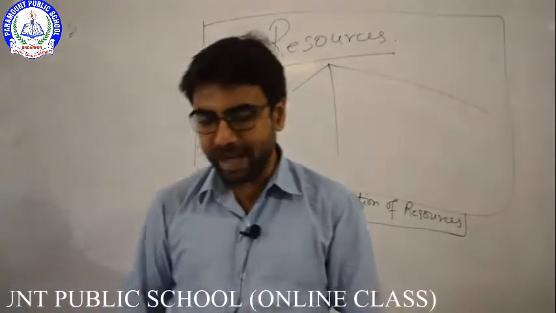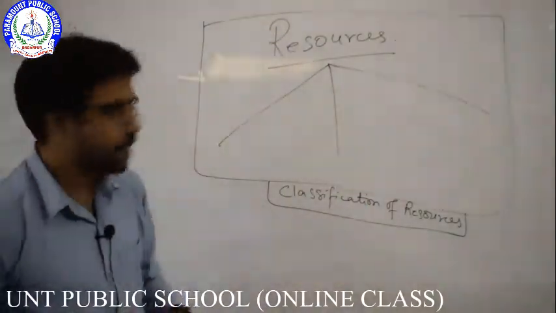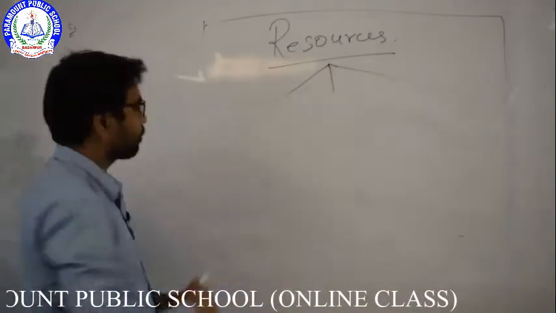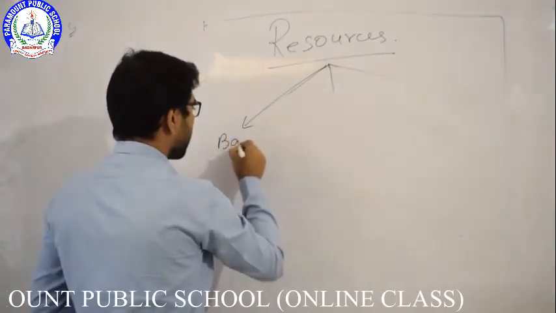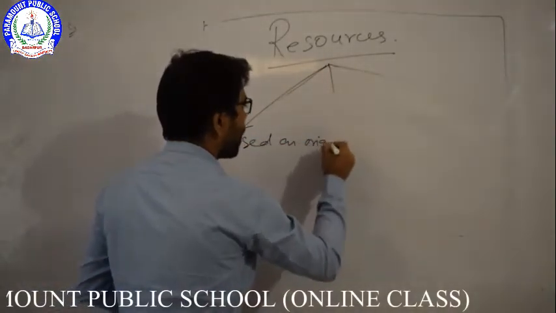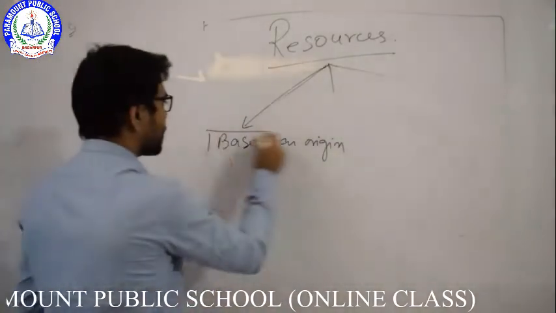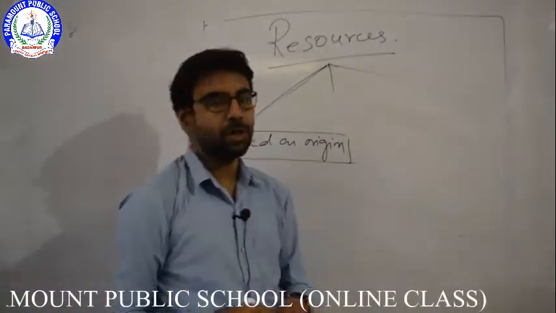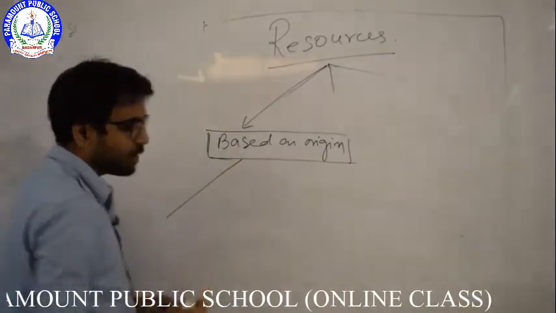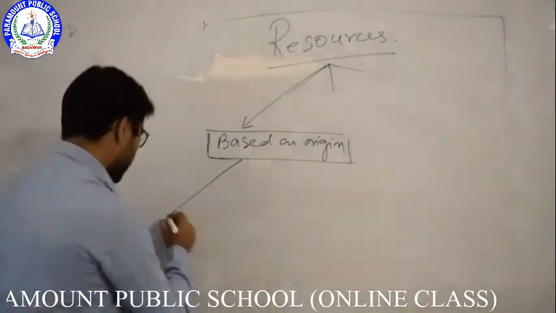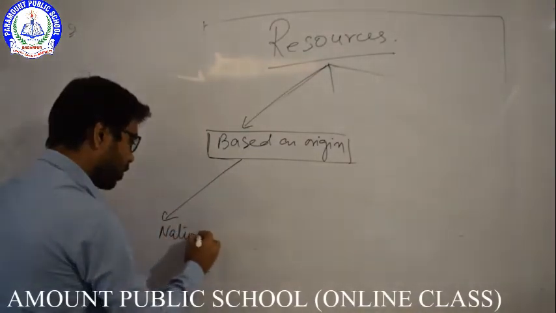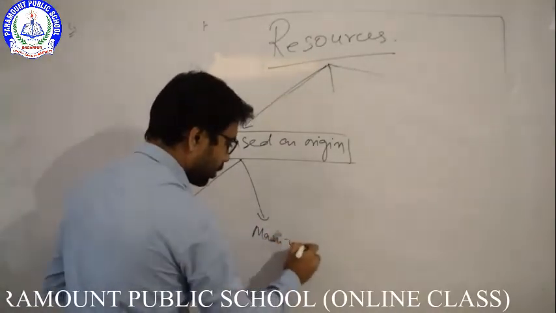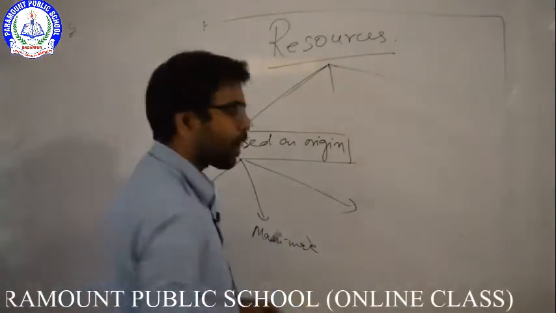Resources are either classified based on their origin. One classification is that resources are divided into various types. The number one part is based on origin. This classification means where do you get this resource? Where is the origin of this resource? So as you know, based on this, you can further classify your resources into either a natural resource or a man-made resource or human resource.